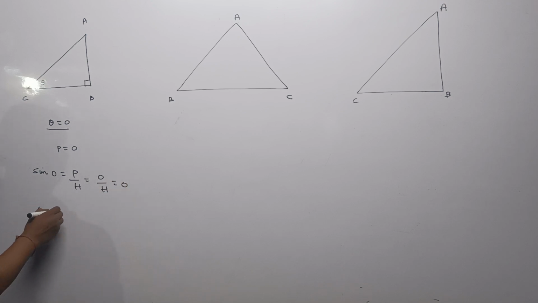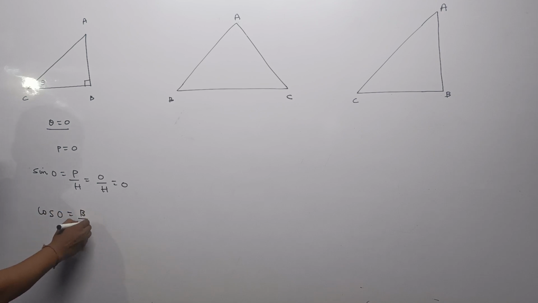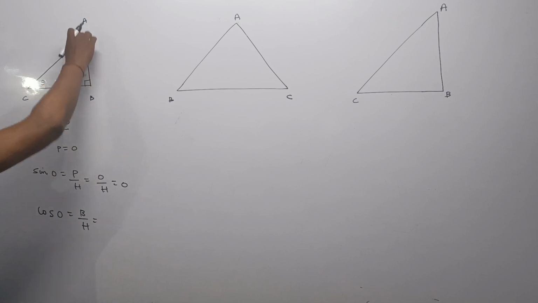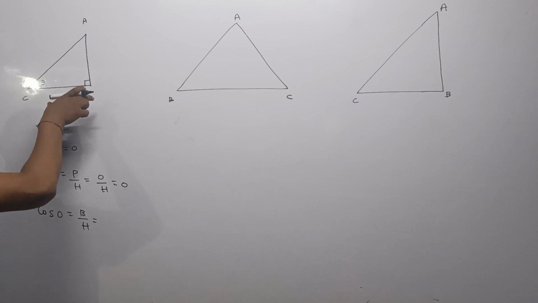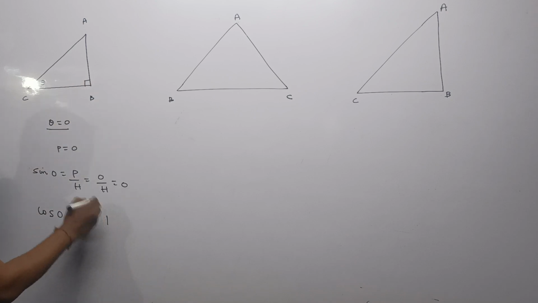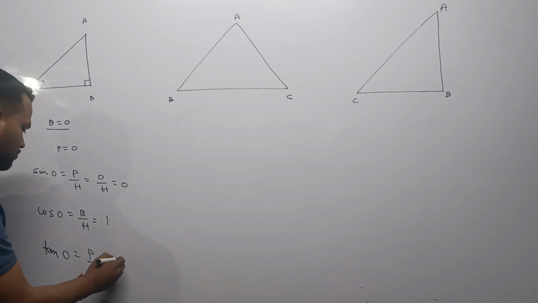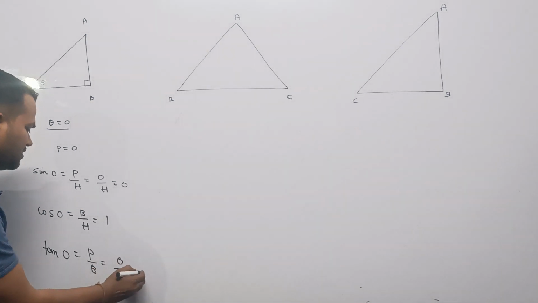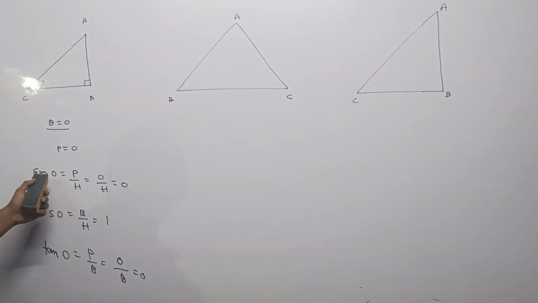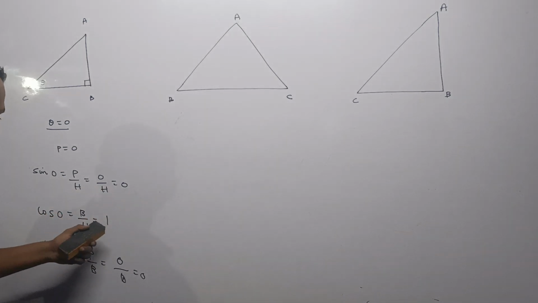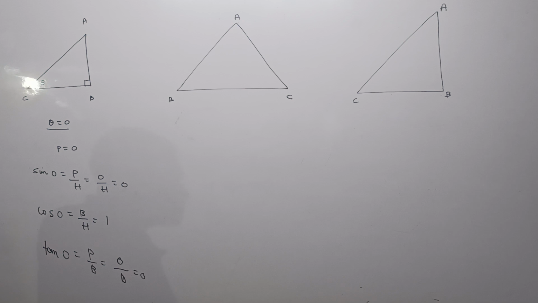Similarly, cos 0 will be given by B by H, and since A is lying on B, both will have the same length and it will result in 1. Now the value of tan 0 will be equal to P by B. Since the perpendicular was equal to 0, 0 by B will give me 0. That's why sine 0 comes out to be 0, cos 0 comes out to be 1, and tan 0 comes out to be 0. Other values of T ratios can easily be found by the same concept.